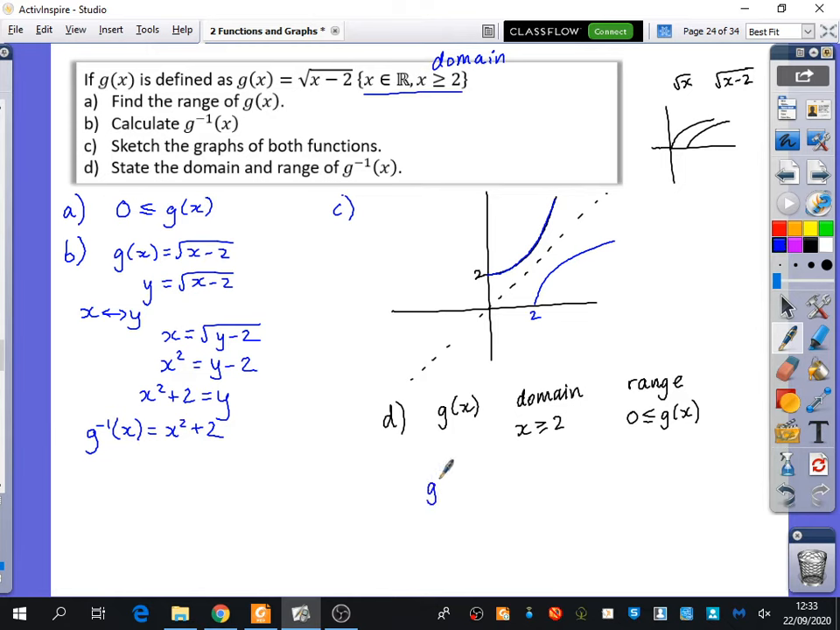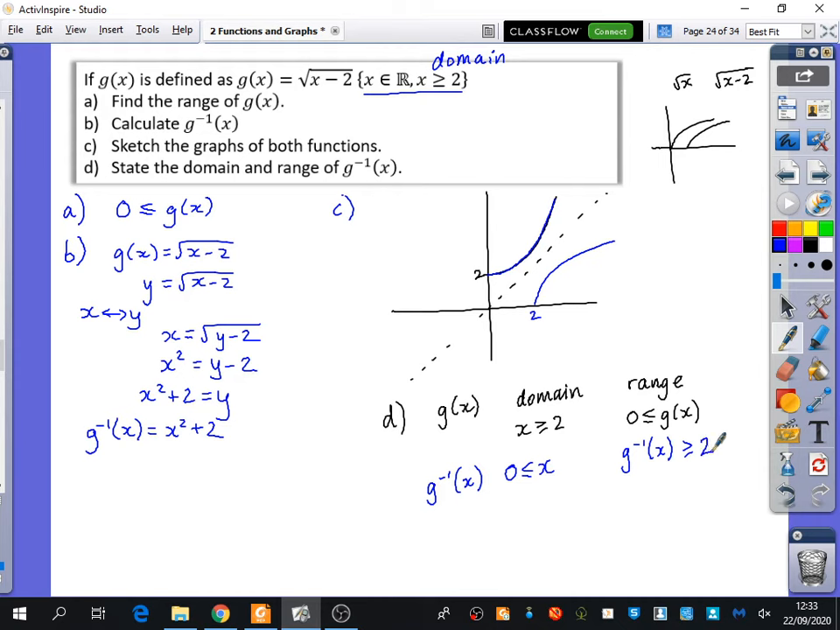So when I'm going to look at the inverse function, what did we say happens with the domain and range? They swap. So the domain is going to become that x is greater than or equal to 0. That one has gone over here. And the range is going to be, let's match it the same way, that the inverse function of x is greater than or equal to 2.